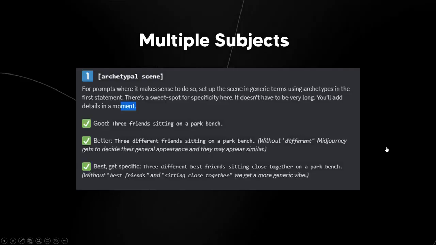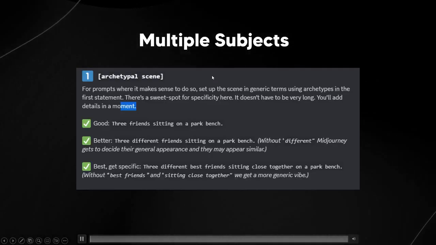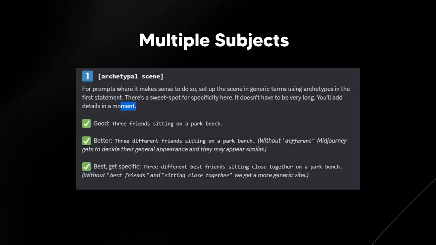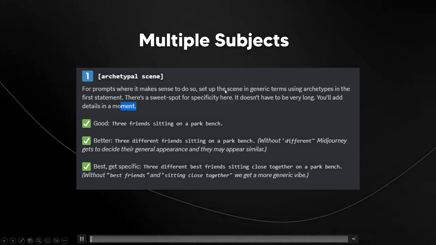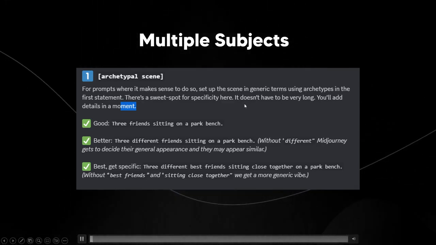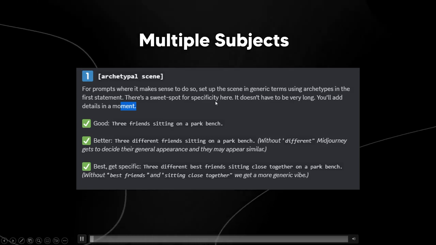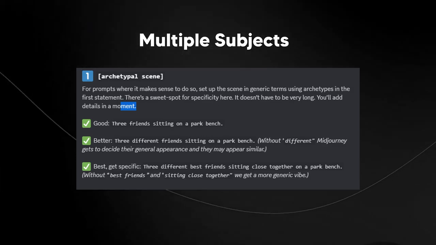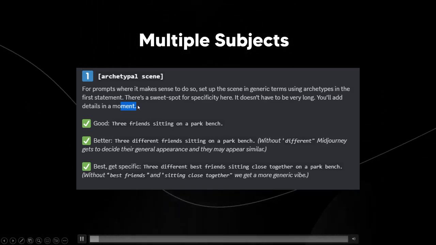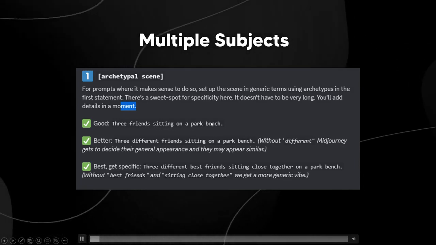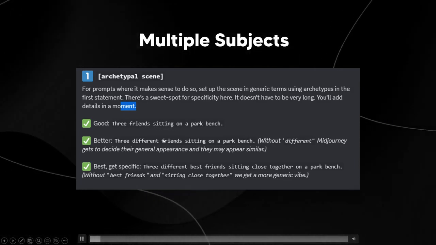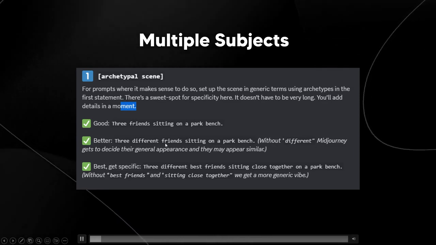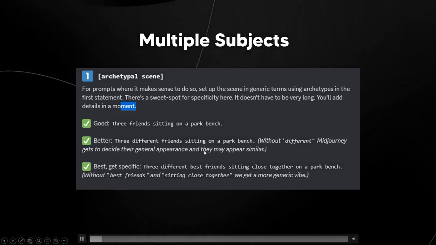And yes, it's crazy. Now, this is the main thing that most people want to know: multiple subjects. How do you do multiple subjects in Midjourney? So, for prompts where it makes sense to do so, set up the scene in generic terms using archetypes in the first statement. There's a sweet spot for specificity. This is showing you the good example. Good is three friends sitting on a park bench. Better is three different friends sitting on a park bench. Without "different," Midjourney gets to decide their general appearance, and they may appear similar.